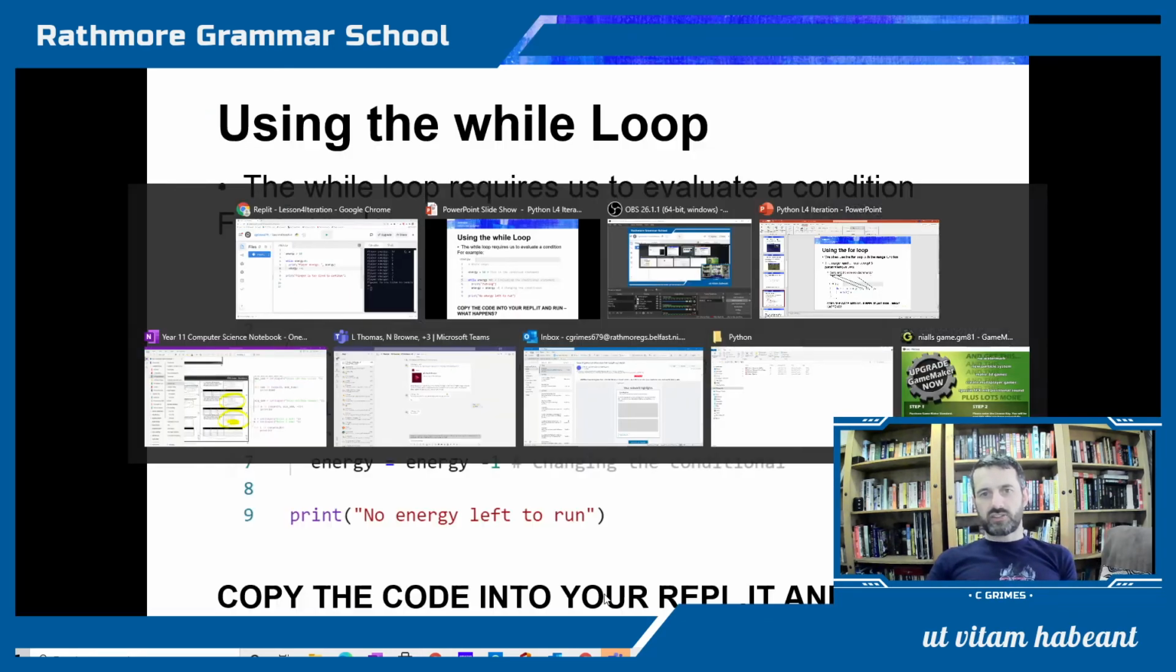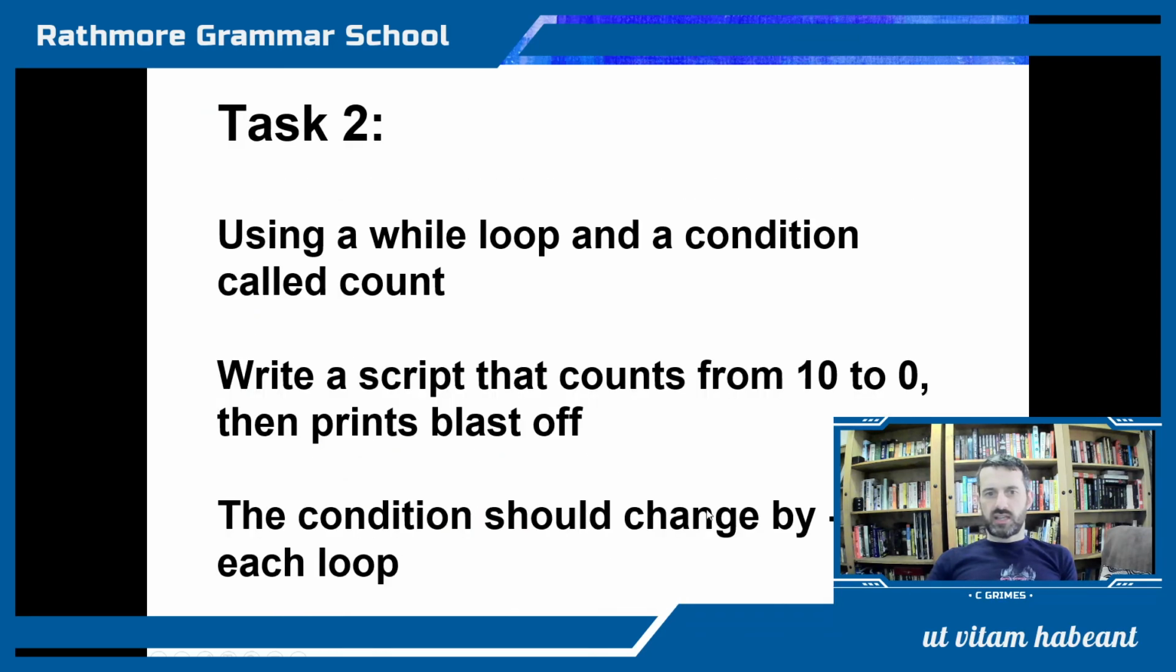So we're back to our lesson, and that's your second task. You're going to use while loops similar to the first, only counting from 10 to 0. So you're going to have to think, you're going to need a condition. I would probably set that condition as count. Count equals 10. While count is greater than what? Print the count and then change the count.